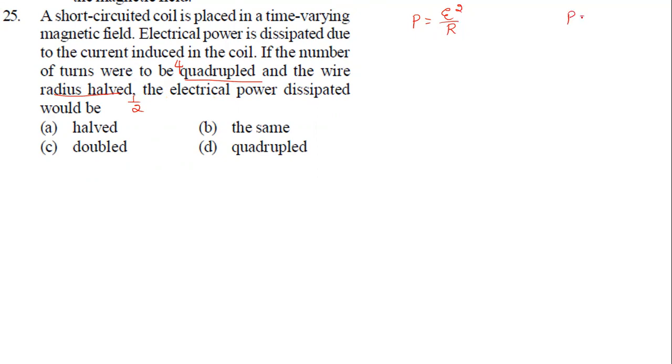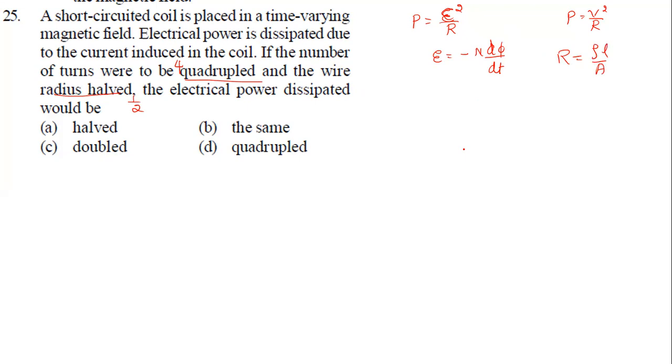Again, same, P equal to V square by R, no? Same formula, it is E square by R because induced EMF is E square by R. And again, this induced EMF is given by what formula? It is minus N times d phi by dt. That we know. So now here, resistance of the wire is also rho L by A.